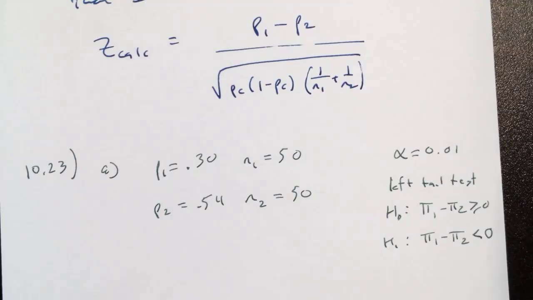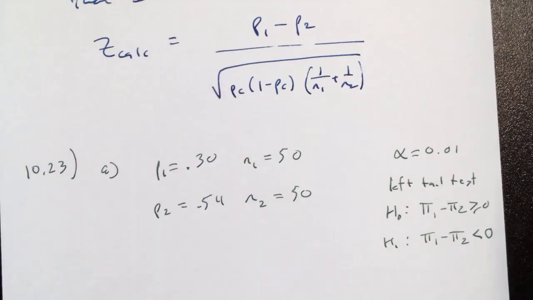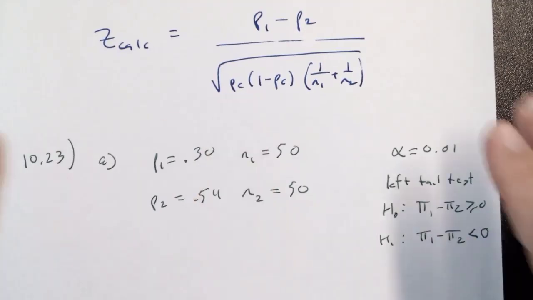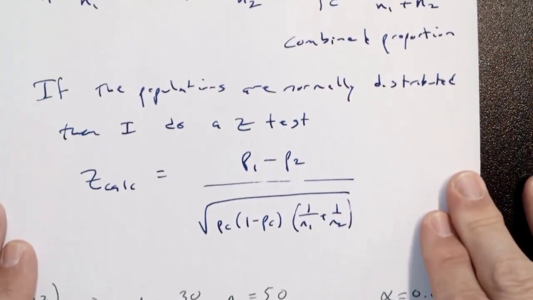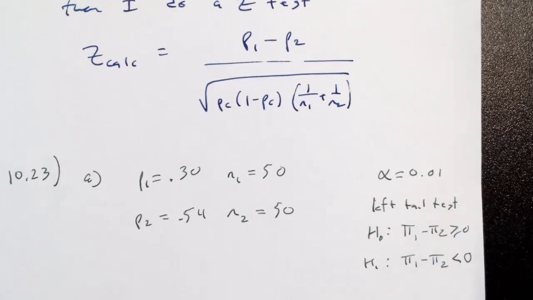Now, here's the problem. In order for me to create the information I need for this formula, I need that combined proportion. So I go back up here and I look at how to get that combined proportion. I need the actual number of people, X1 and X2. And I don't have that. How do I get X1? How do I get X2?